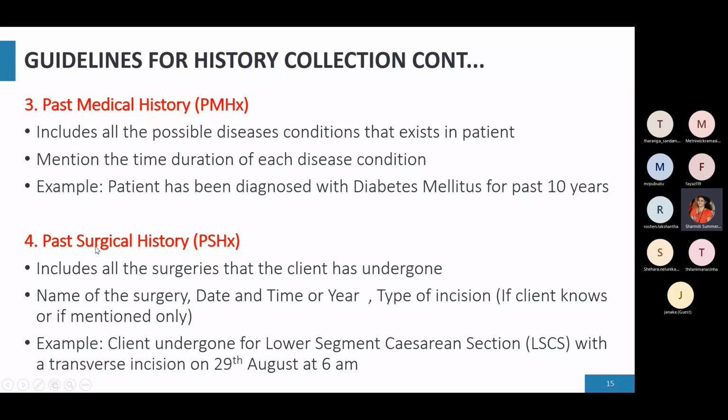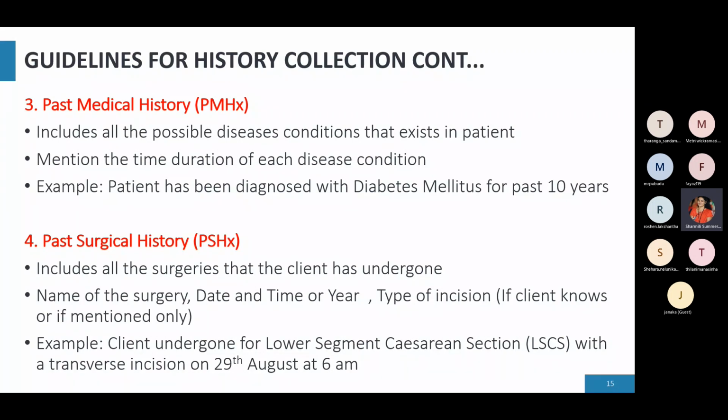Similarly, for the surgical history, we identify what surgeries the patient has undergone previously. In nursing, we instruct the student nurses or the staff nurses, when following this guideline and taking the surgical history, to name the surgery. Not all patients are aware of the name of the surgery and the date and time, but once they have undergone any surgery previously, they may have some clinic books for that.